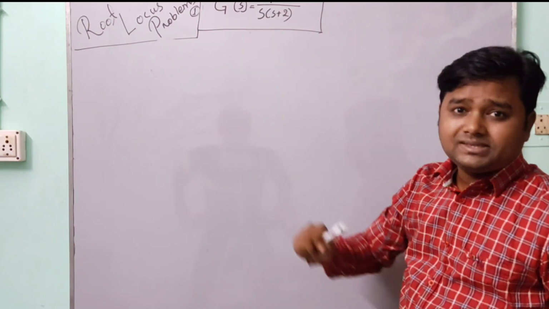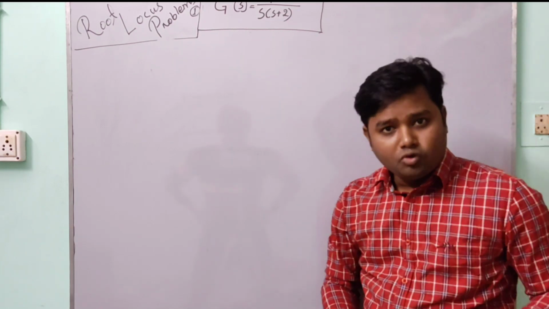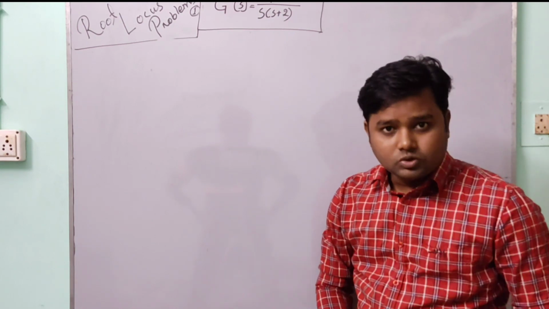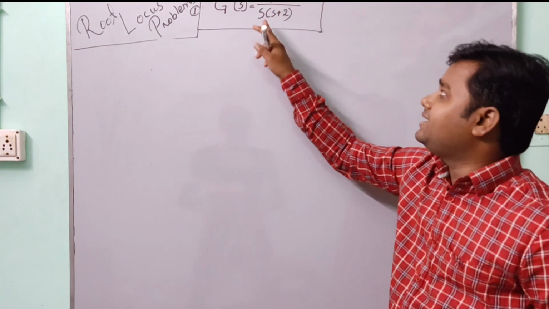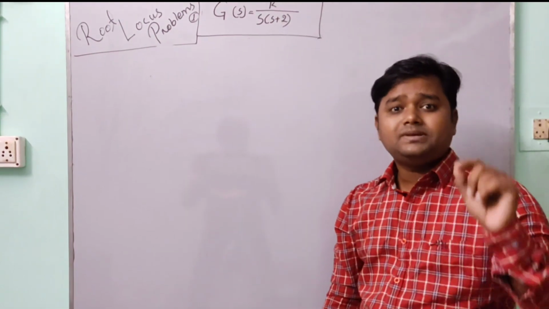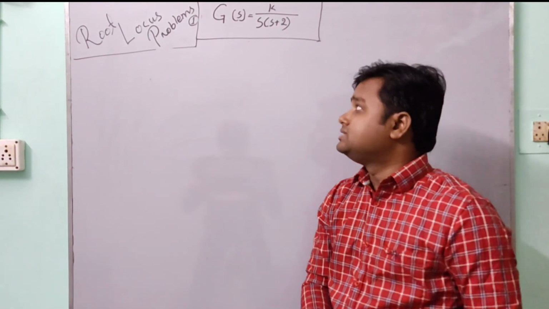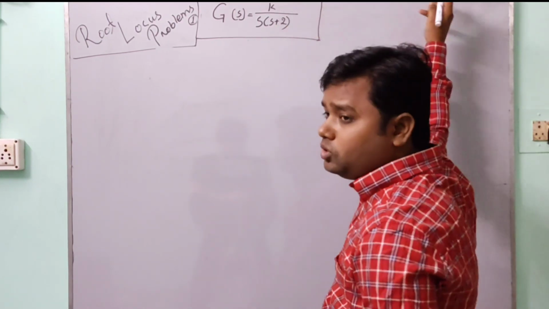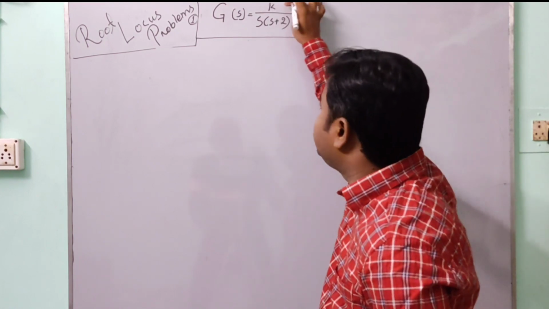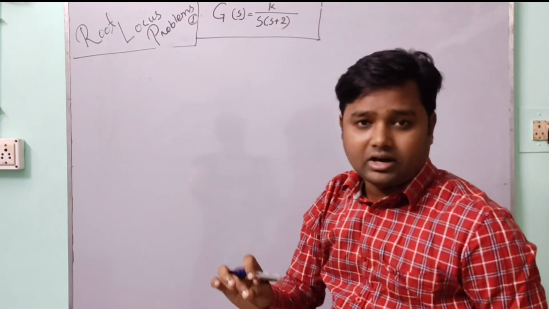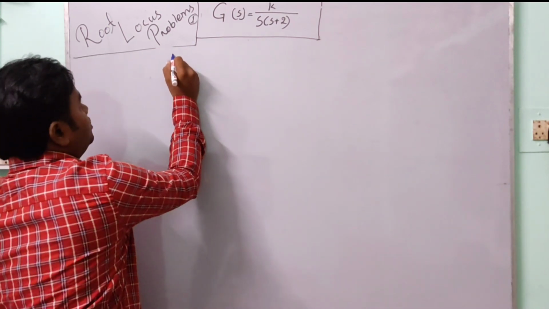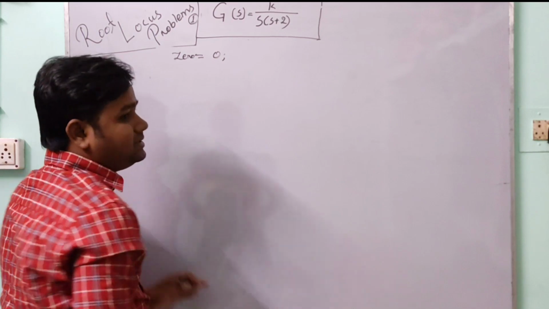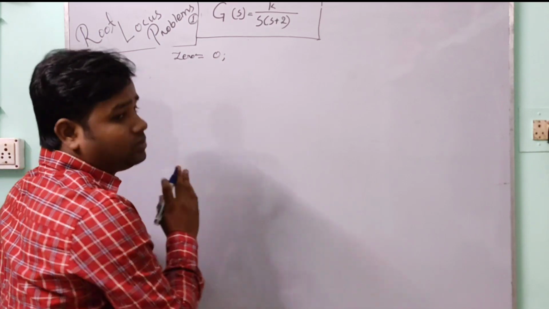Here the first step is to find the number of loci. Before going to the number of loci, we have to find the number of poles and number of zeros. The question is K by s into s plus 2. For the number of zeros, we equate the numerator to 0, that is K = 0. Since there is no s term in the numerator, there is no zero, so Z = 0.